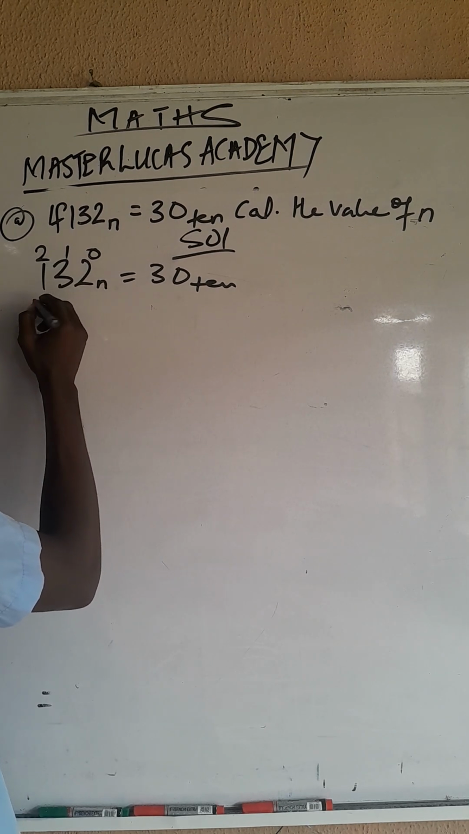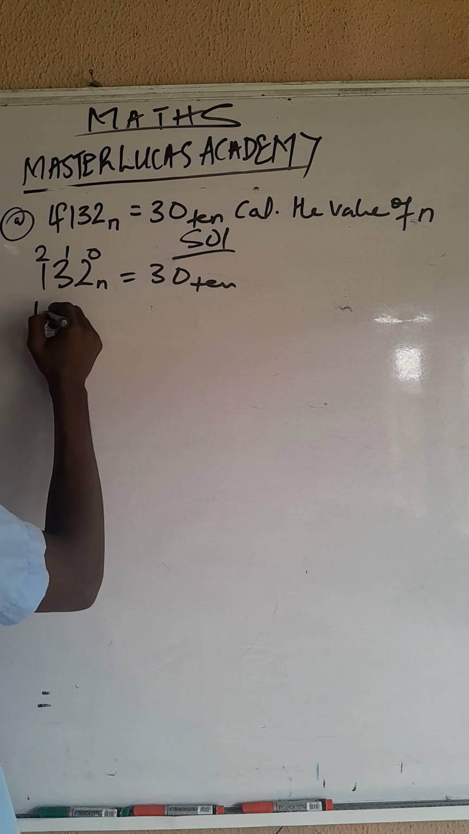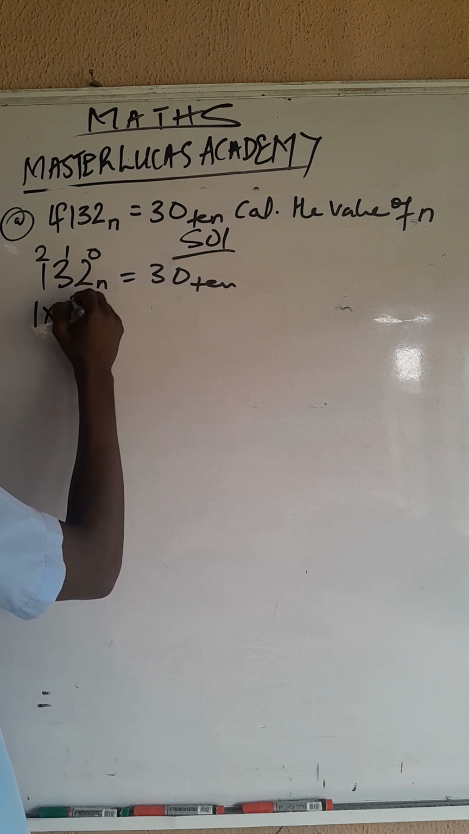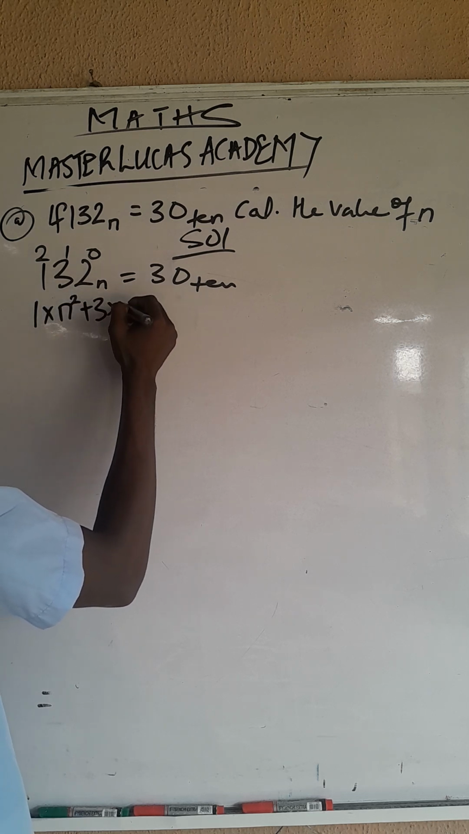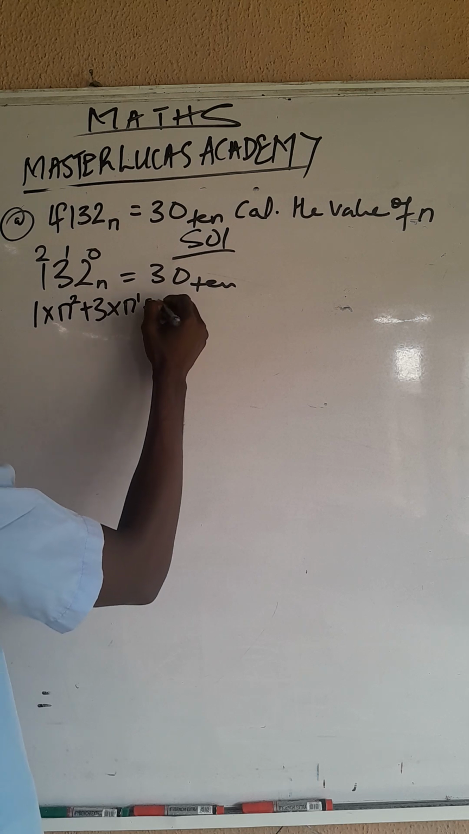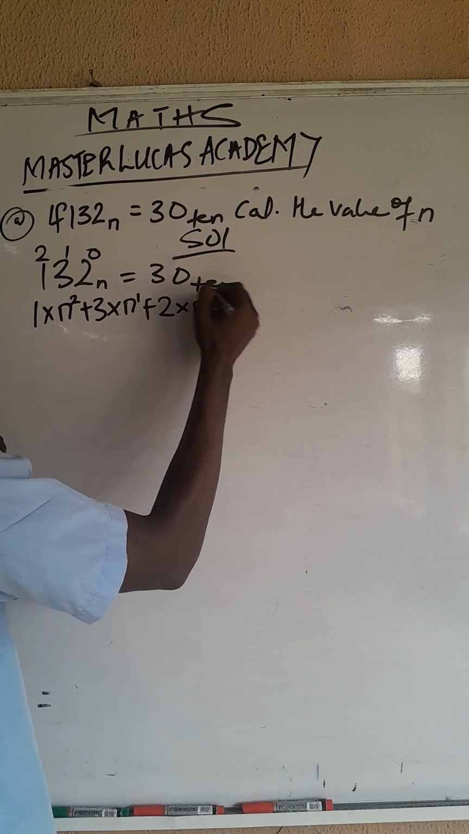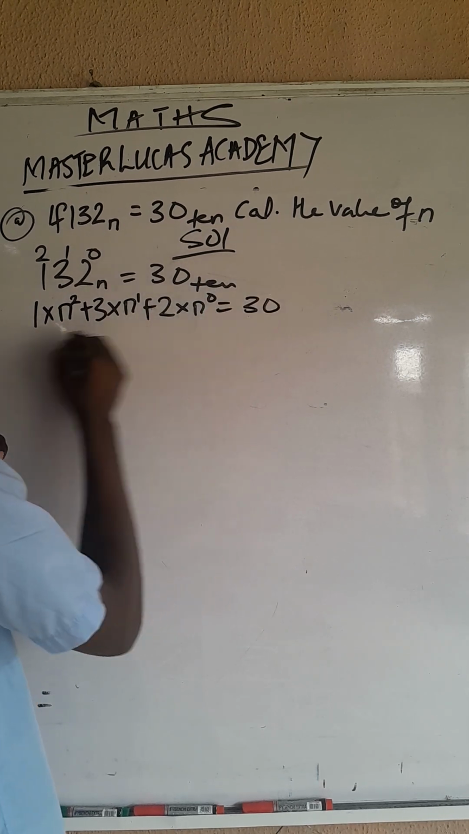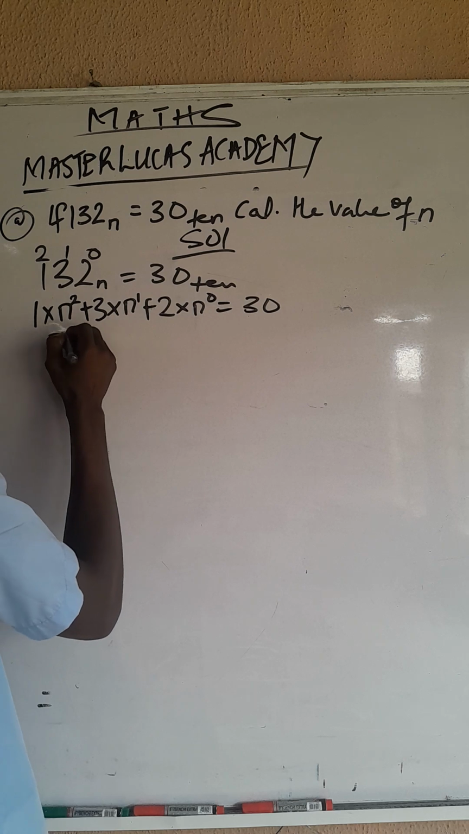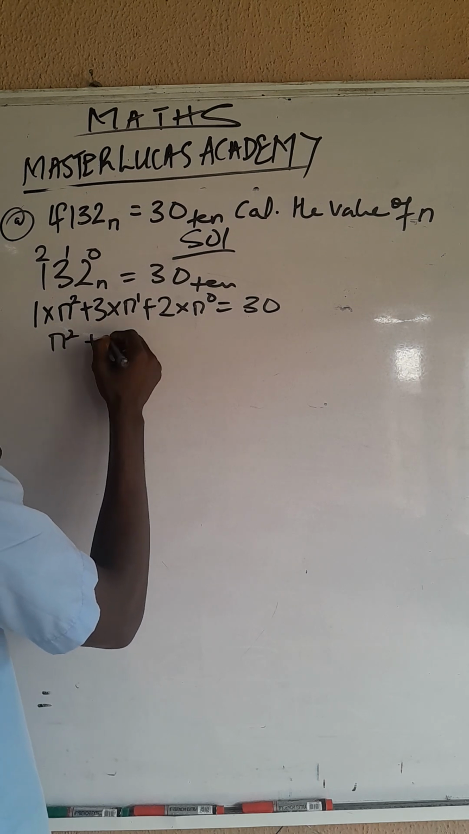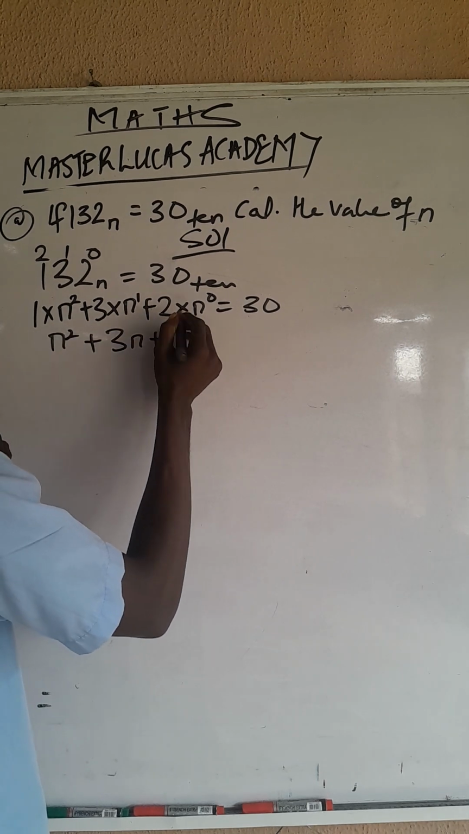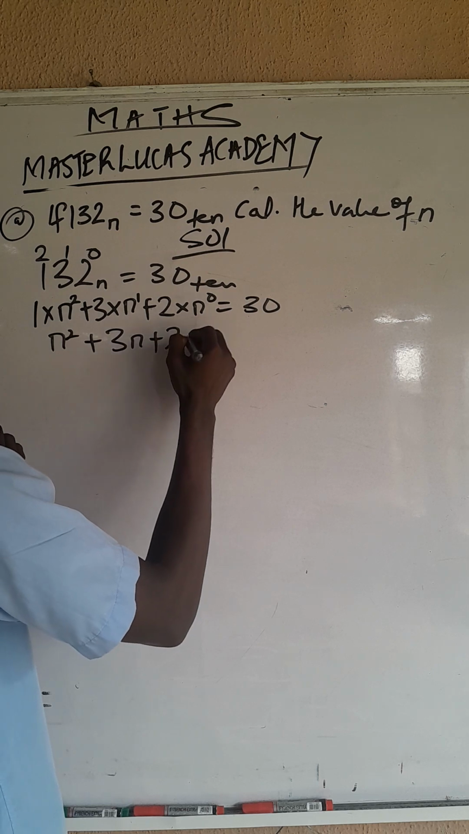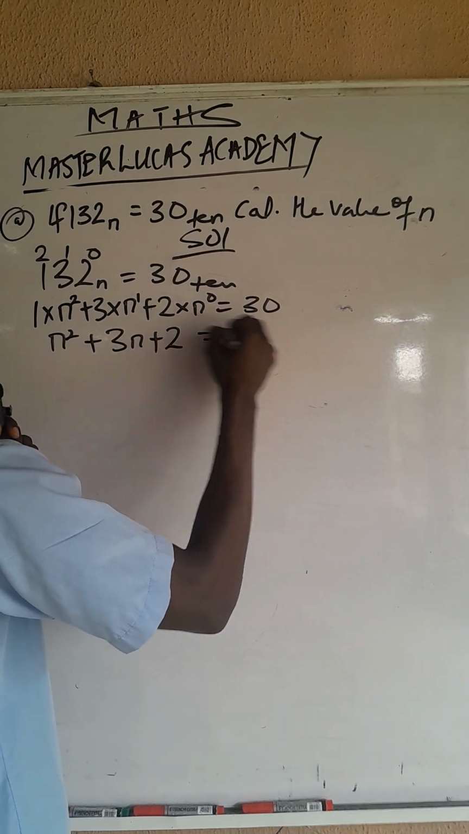So we express it as usual. We are going to have 1 times n raised to power 2 plus 3 times n raised to power 1 plus 2 times n raised to power 0 equals 30. This gives you n squared plus 3n plus, since anything raised to power 0 is 1, 2 in this place, equals 30.